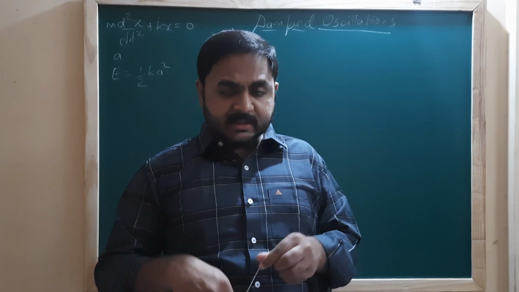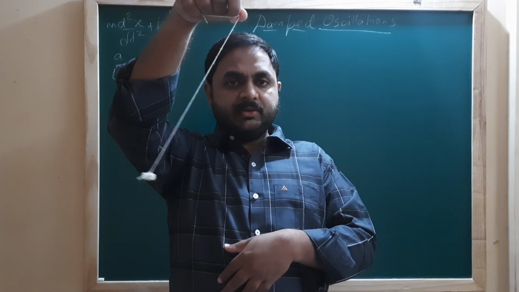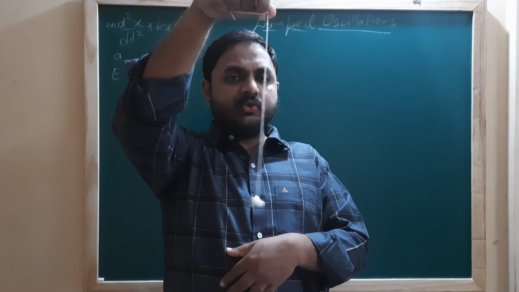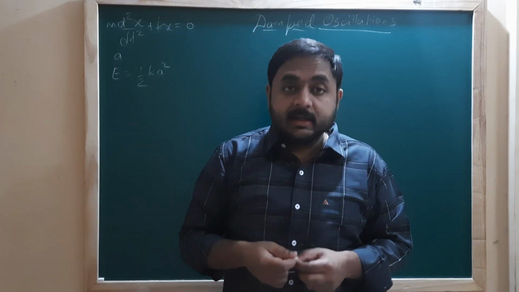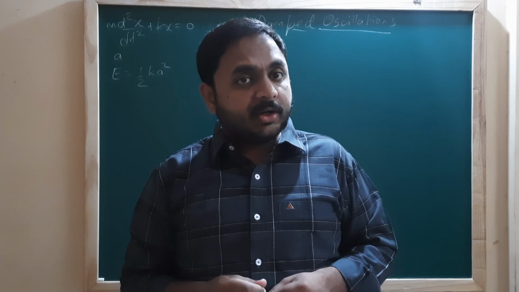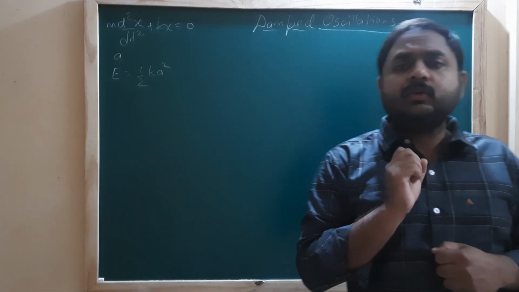But we know in any real system, for example this is a real system, I start the oscillations and you see slowly, quite quickly, the amplitude is reducing, and very soon it will come to an end. That means now the energy of this oscillator is not constant. Why is it not constant? Because it is losing energy. Why is this oscillator losing energy?